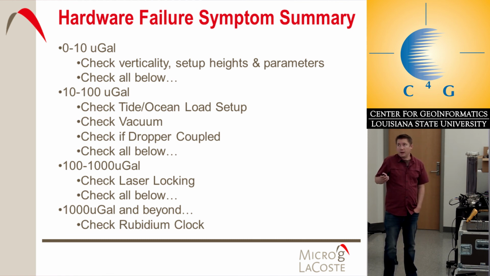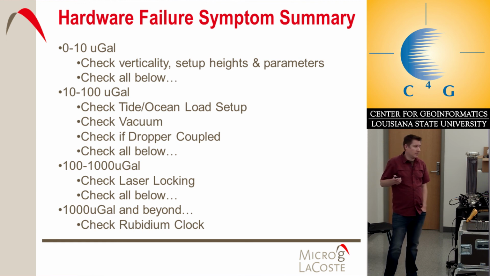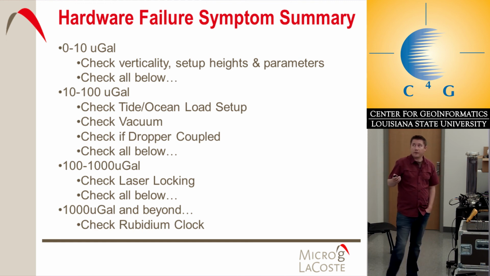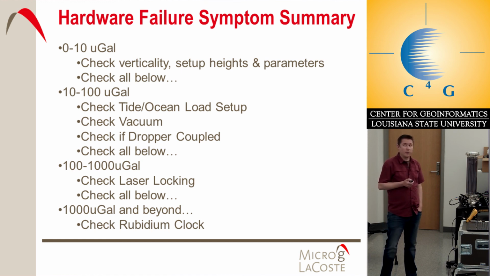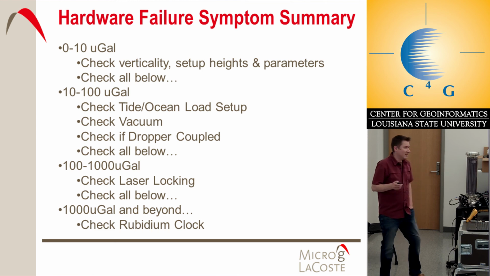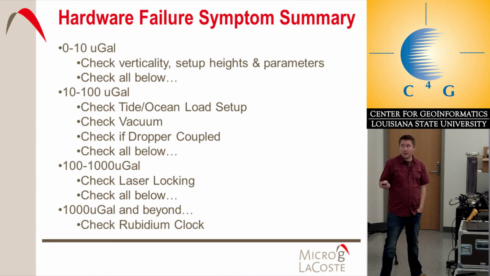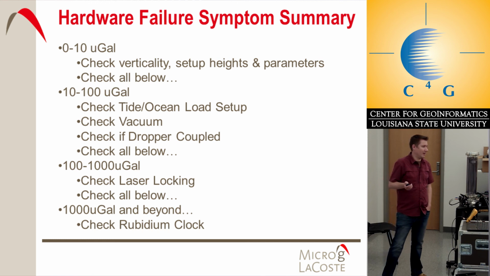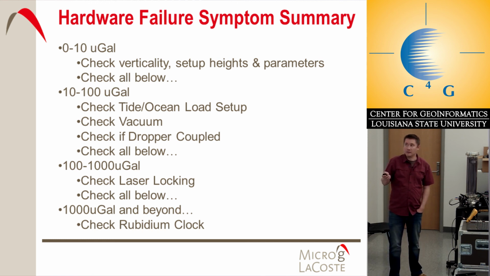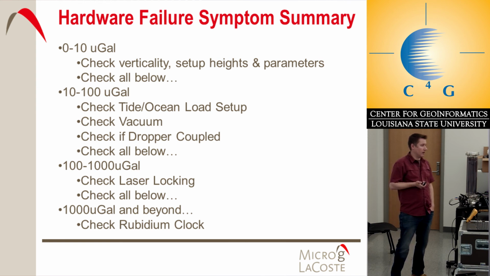So we're going to sum it up here. This is the level of the issues. If you're in a 0 to 10 microgal problem, you're going to want to check verticality, setup heights, and then everything else. As the problem gets smaller and smaller, it actually can be more and more things. If it's 1,000 microgals or bigger, it's pretty much only the rubidium clock.